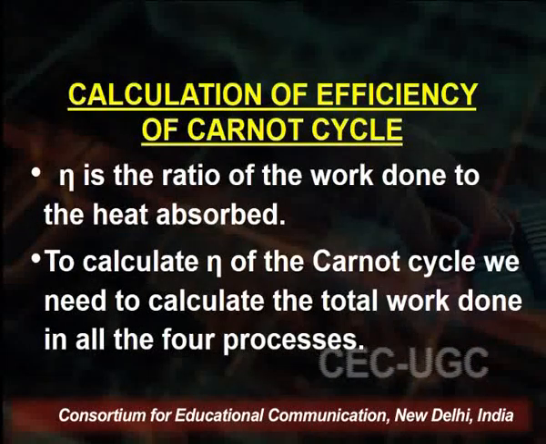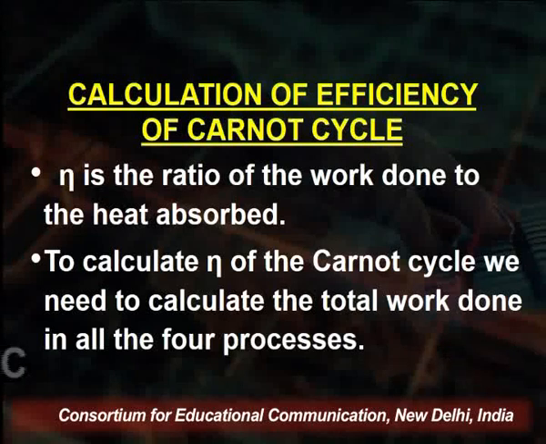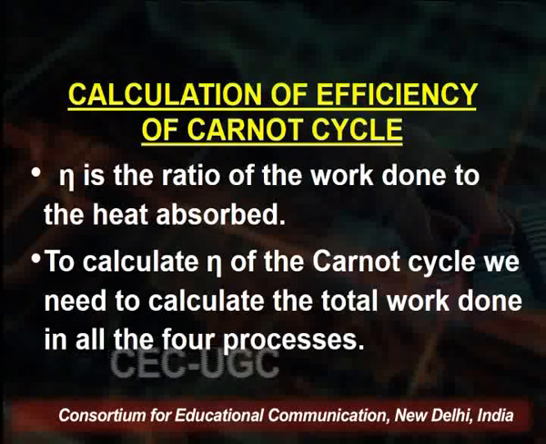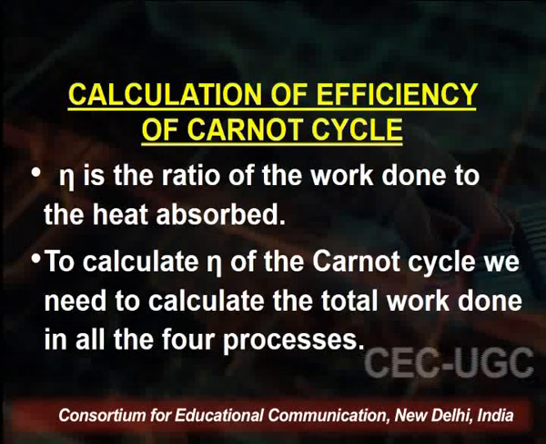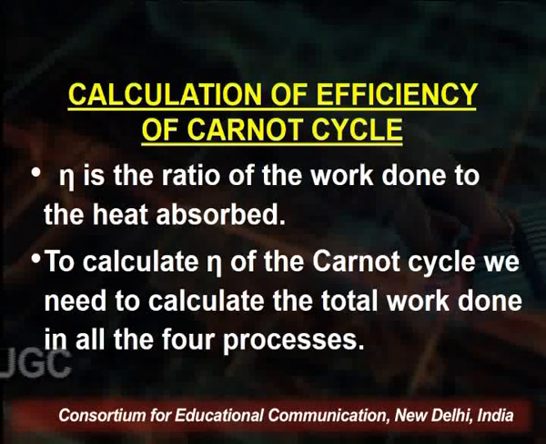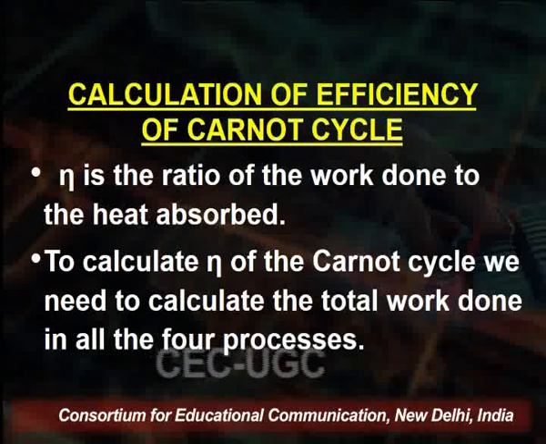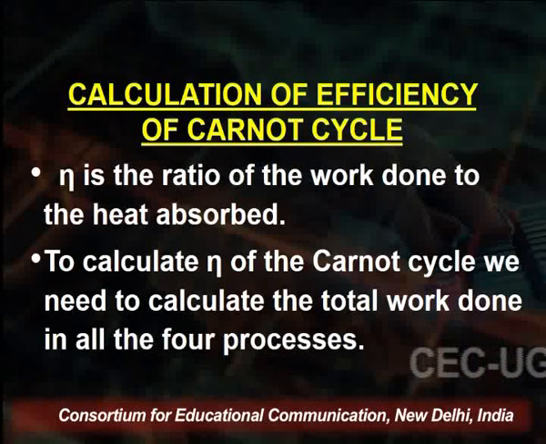So we have now seen what is happening in the 4 processes. Next step is to calculate the efficiency of the Carnot cycle. As discussed in an earlier slide, eta is the ratio of the work done to the heat absorbed. To calculate eta of the Carnot cycle, we need to calculate the total work done in all the 4 processes, as I had mentioned earlier. It means we have to calculate the work done from state 1 to state 2, state 2 to state 3, state 3 to state 4, and from state 4 to state 1, and then we have to add up all these works to get the total work done.